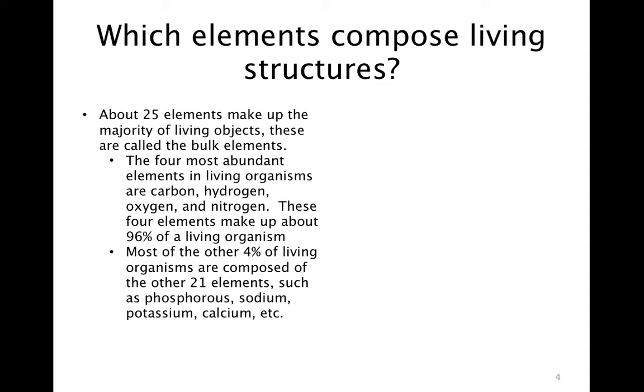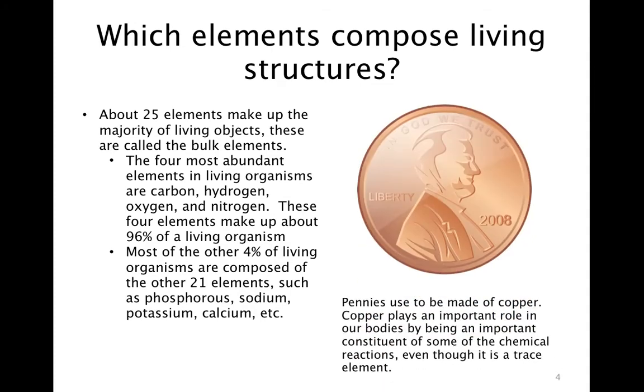Most of the other elements, 20 others, include phosphorus, sodium, potassium, calcium. Phosphorus is a big one. Sodium and potassium are very big for the chemical reactions of the nerves. And then you have what we call trace elements. Copper is a trace element. Iron is another trace element. These are elements that are needed in very, very extremely small amounts, but you would not survive without them.